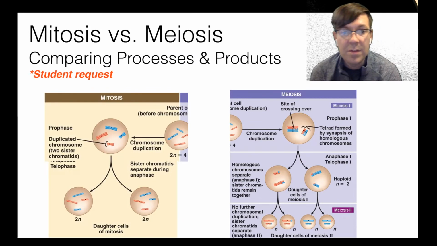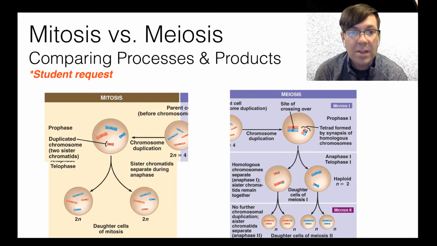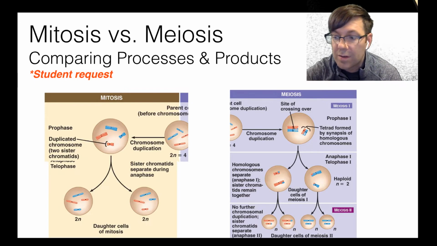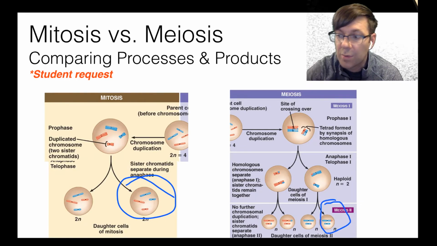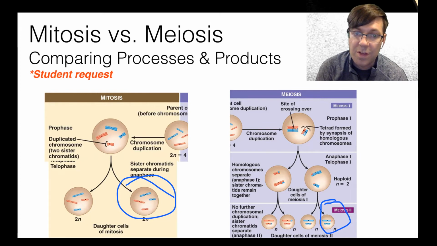Okay, I'm just going to leave this up for a minute, looking at the difference between the products of mitosis, which are diploid, 4 chromosomes per cell, and the products of meiosis, which are haploid, 2 chromosomes per cell.